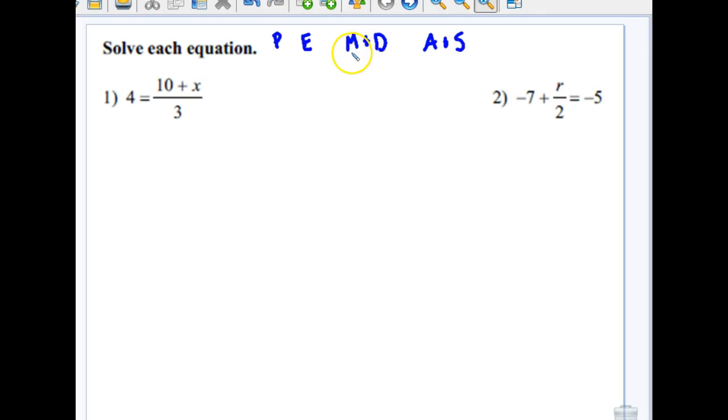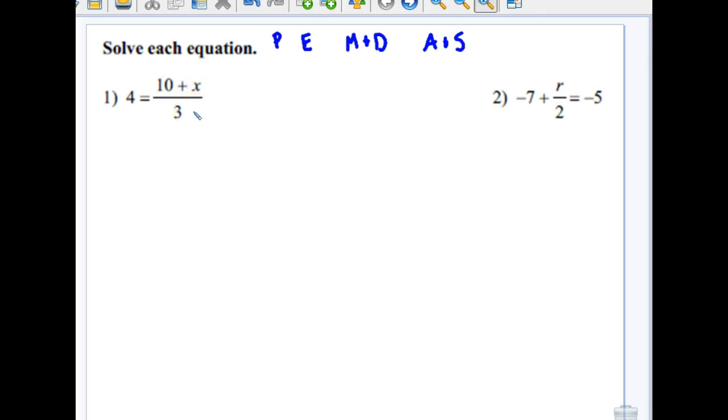So if you have division before you have multiplication in your problem, you're going to multiply and divide first. Okay? If you have subtraction before you have addition in your problem, you're going to subtract first. Okay? You're going to follow these rules when we're solving these problems. So here I have an equation, and it's a two-step equation. I have 4 equals 10 plus x over 3.